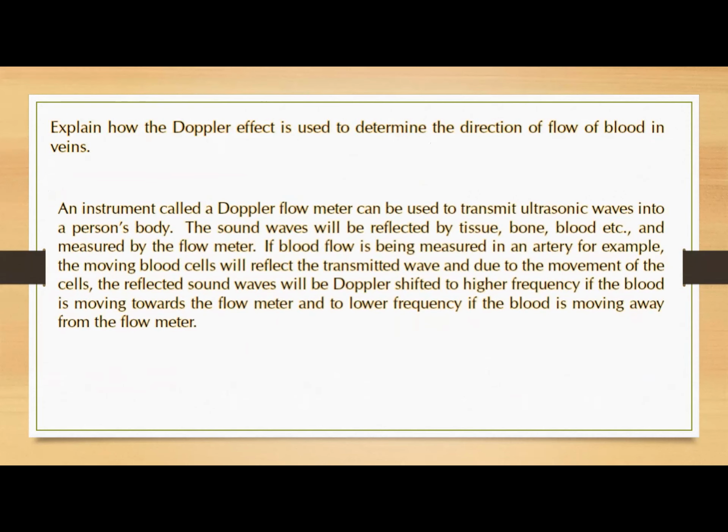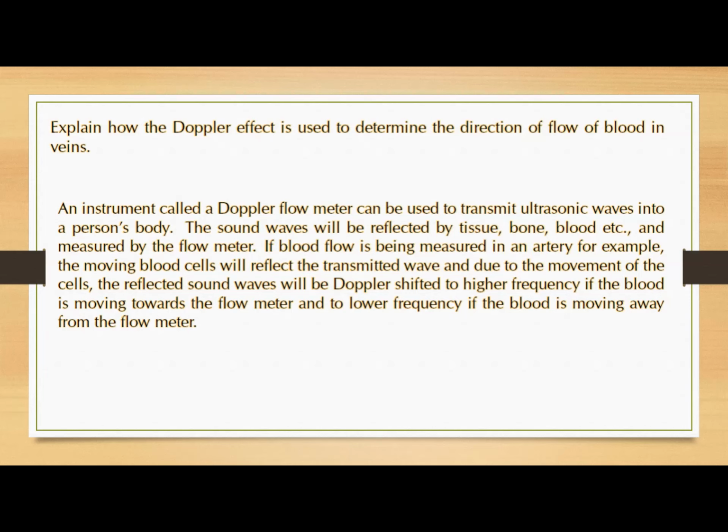Okay, so here is one of the applications of the Doppler effect. Explain how it is used to determine the direction of flow of blood in veins. There's an instrument called the Doppler flow meter, which can transmit ultrasonic waves into a person's body. These sound waves are reflected by the tissue, the bone, and the blood, and we measure that with the flow meter.